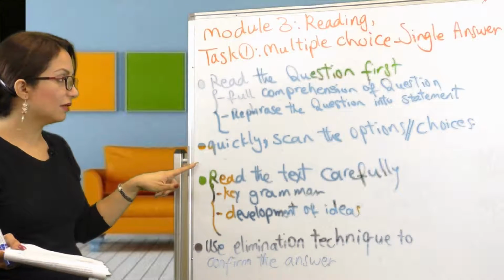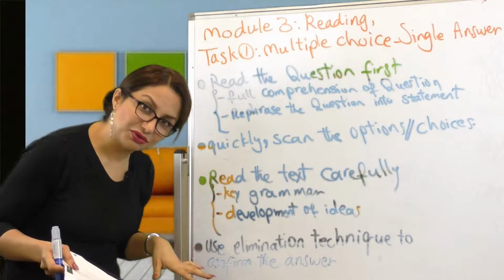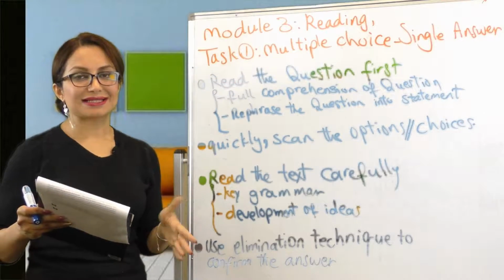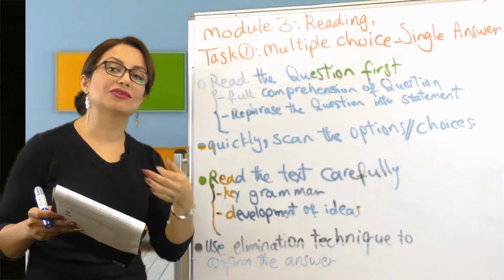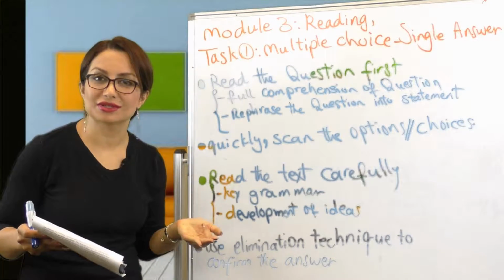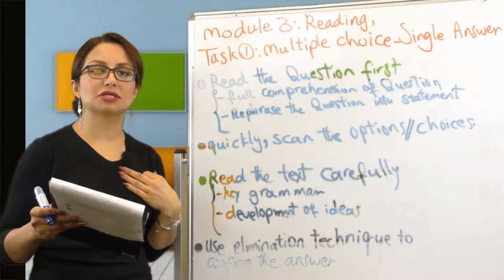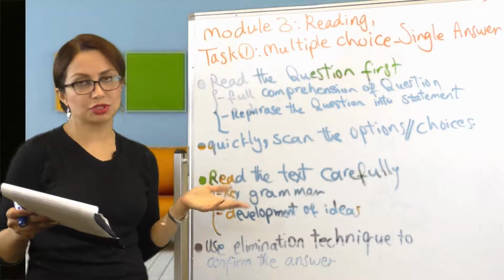Okay, so after you read the question and after you made sure that the question is all clear for you, now you need to scan the options or the choices very quickly. Look, with every multiple choice single answer, there are 4 options. Only one of them is the correct answer, and the rest we call them distractors. So the 3 options are distractors, and what we mean by distractors means they are there on purpose to distract the candidate, okay, because it's a test.